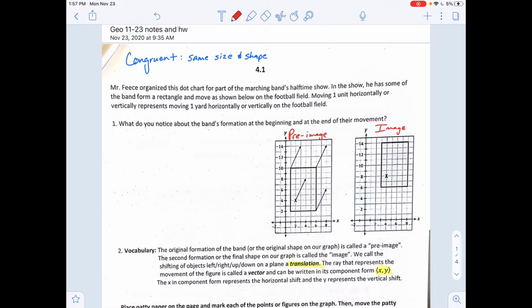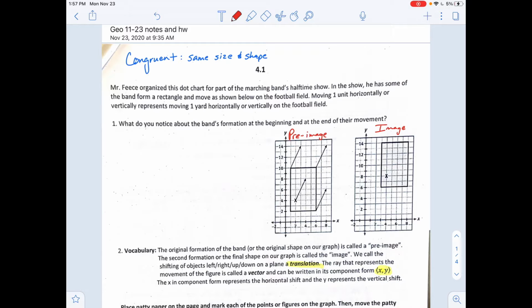Hey, good afternoon. We're talking about our congruent shapes and our transformations. So we just finished up with congruent figures, and now we're going to talk about transformations. Transformations are just different movements that we can do with our figures. So maybe I could flip it, or I could turn it, or I could move it around across the page.